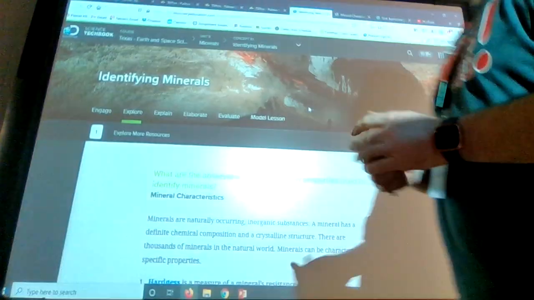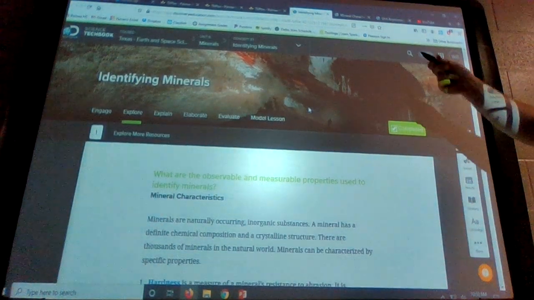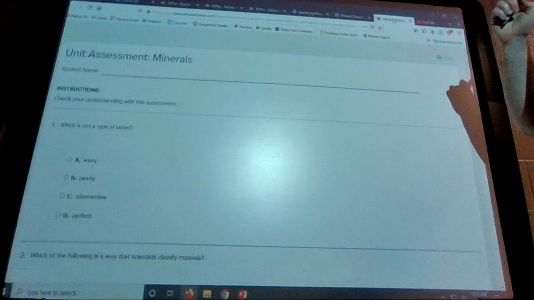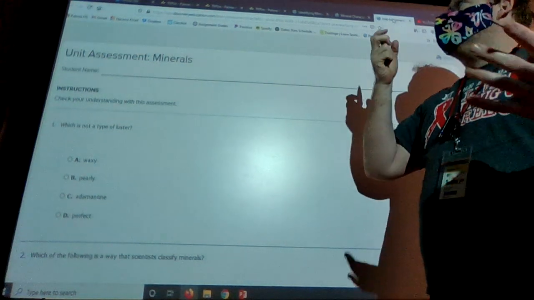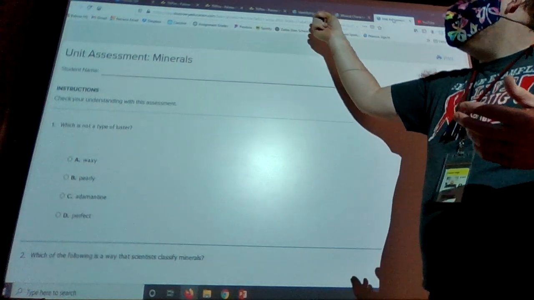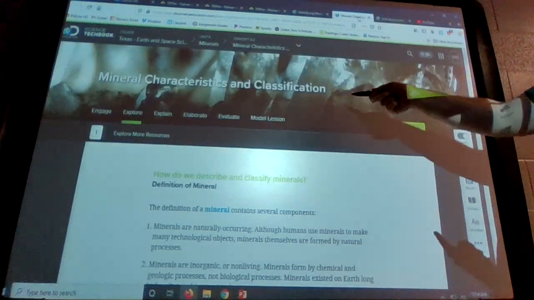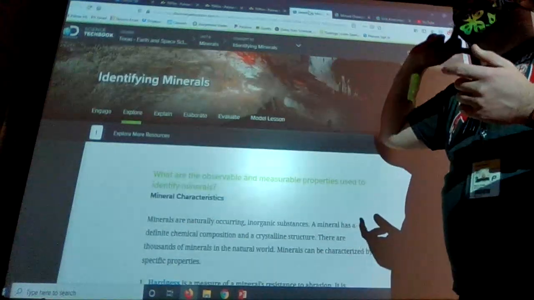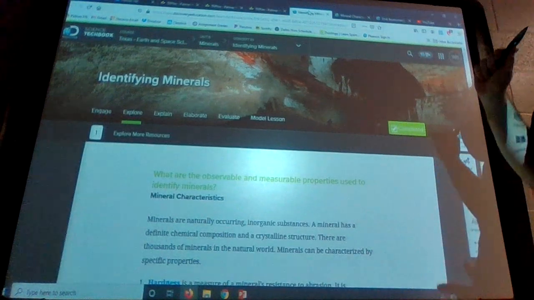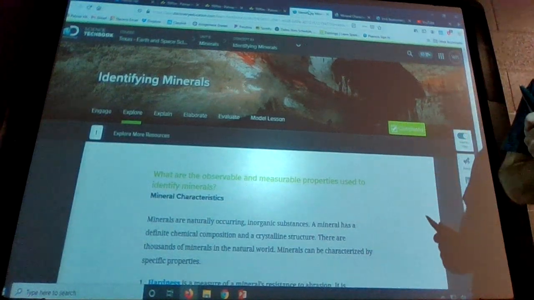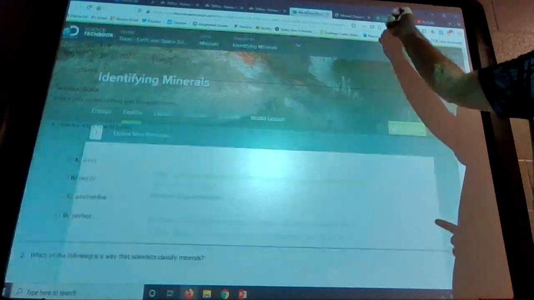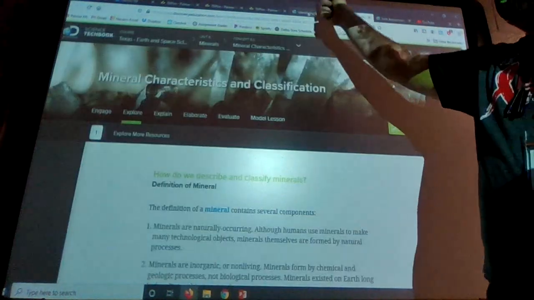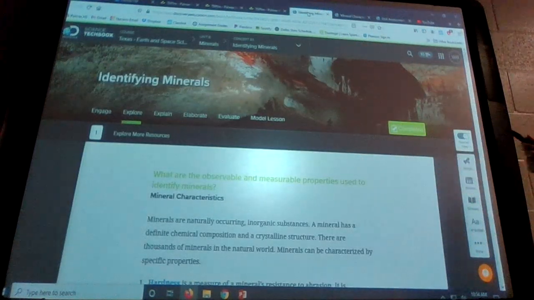All right. So what we have today, the assignment is the unit assessment for minerals. So it's going to go over two different sections that we've gone over: the mineral characteristics and classification section and the identifying mineral section. So I've already assigned the reading for both of these. So when you go to the assignments, you should see the assignment itself and both the readings, which will take you right here in the book.